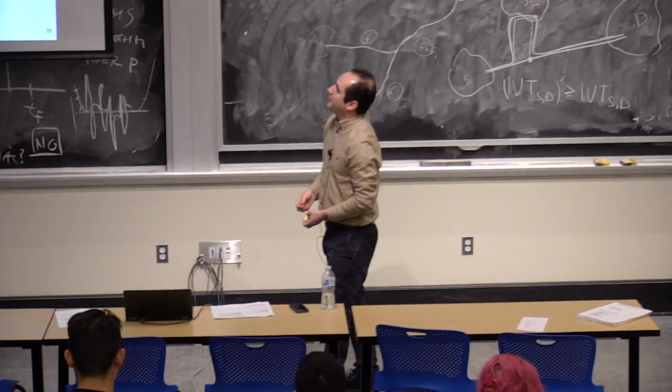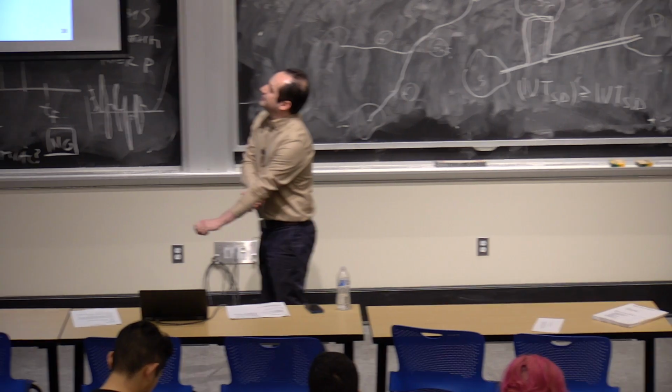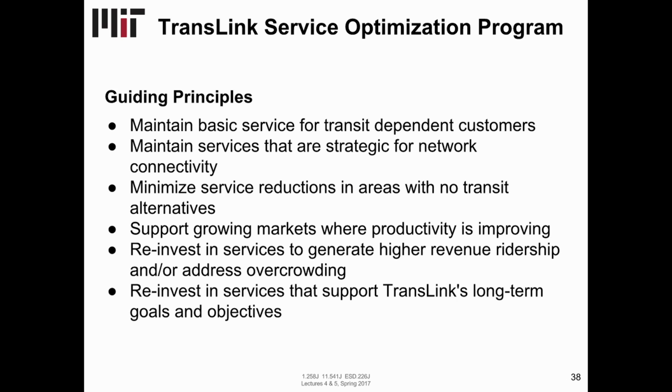Again, the guiding principle for TransLink from Vancouver in its service optimization program is to maintain basic service for transit-dependent customers, like what we discussed about the existing service and how passengers may actually be dependent, and we need to be careful when we want to remove some of the existing service.